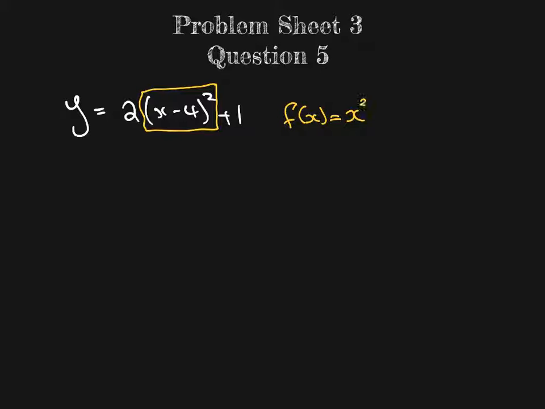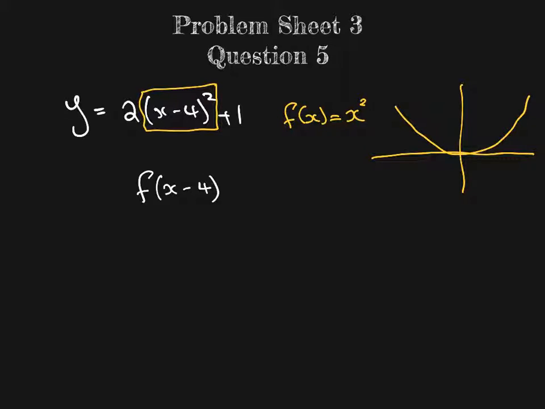And the final one of this type, y equals 2 times (x minus 4) squared plus 1, the completed square form of a quadratic. I know it's a quadratic because I can see it there. So my parent function is f of x is x squared, which, as we all know, looks like this. And I've got f of x minus 4.